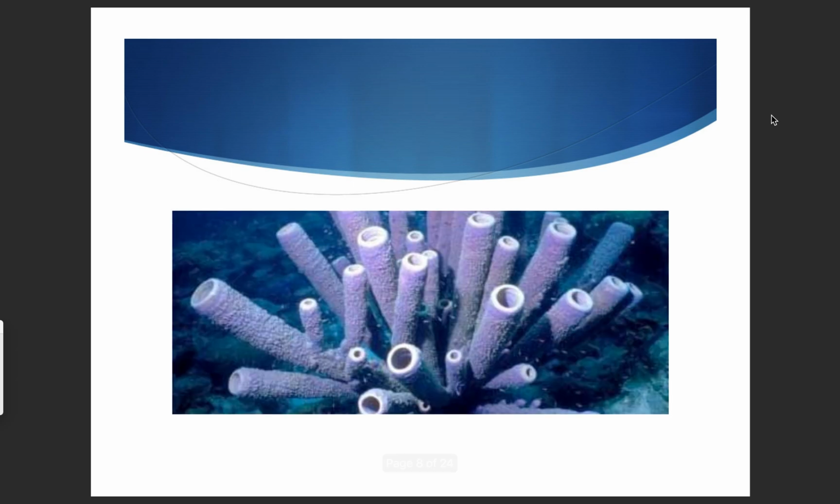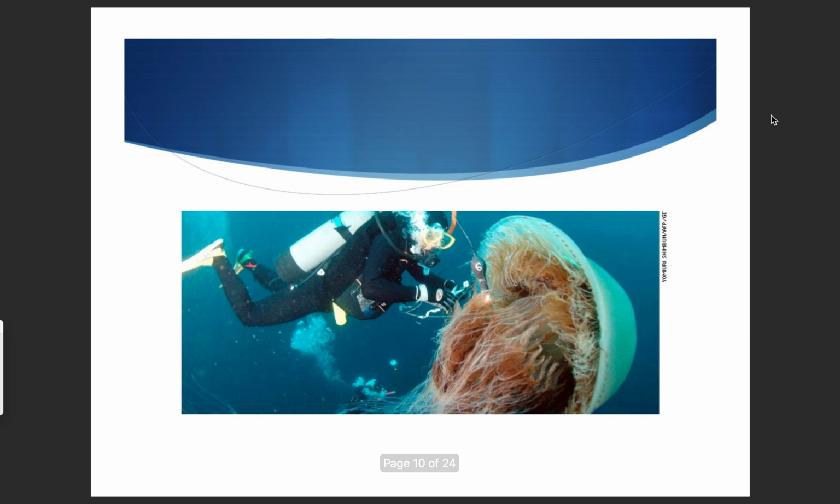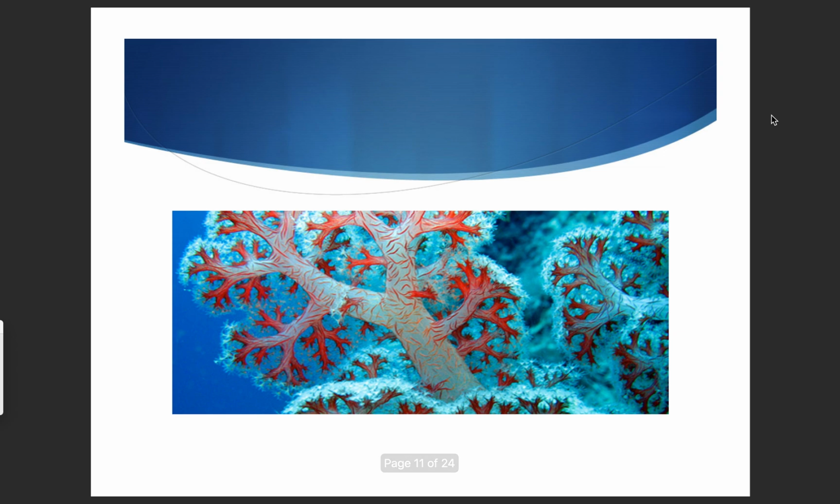Here's a picture of sponges, and you have an interesting looking jellyfish there. A big jellyfish there. And if you've ever seen Finding Nemo, you know what jellyfish can do. This right here is living coral.